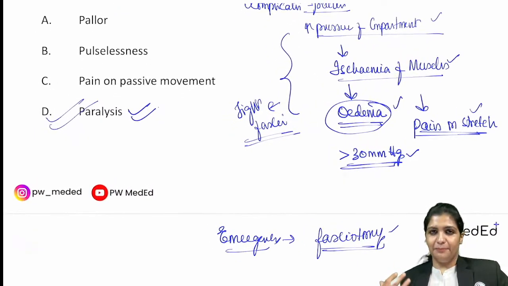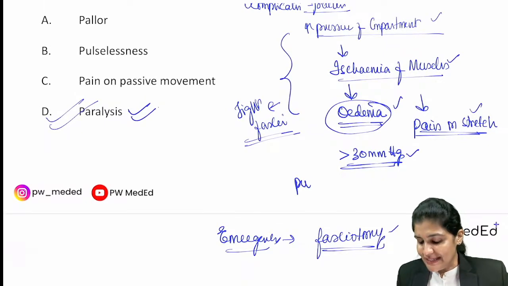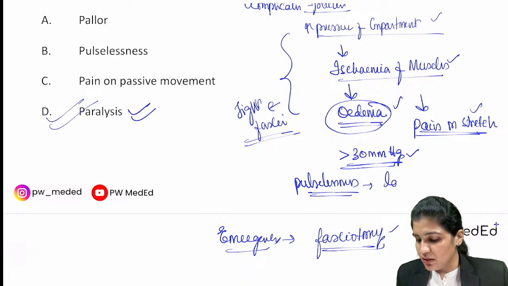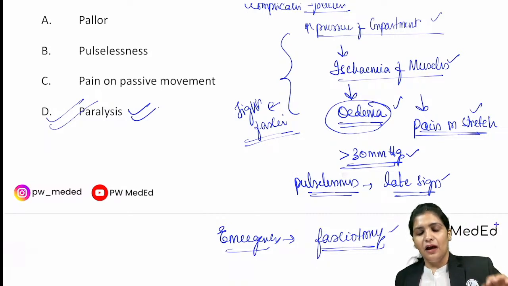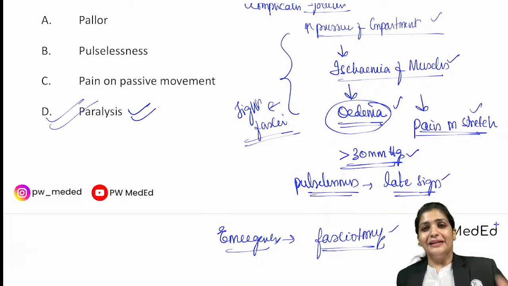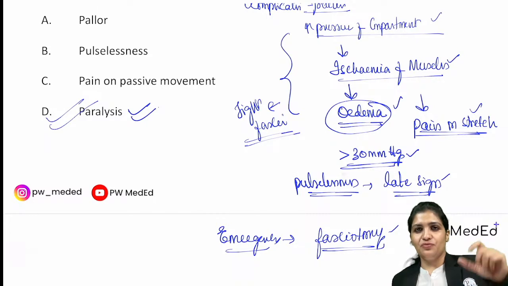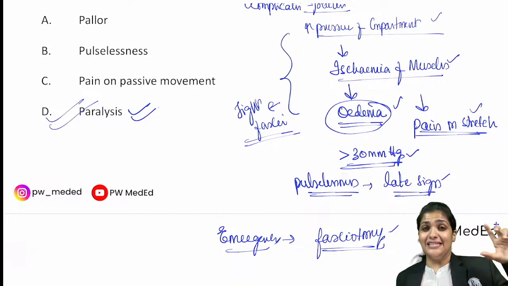The first one is pain on stretch, and pulselessness is not immediate. It is also a late sign. Usually we think that because of the decreased blood flow, there will be a decrease in the pulse, so if the pulse is present, you can rule out compartment syndrome. No, that is not the case. Pulselessness is also a late feature. So first is always pain and suspicion.